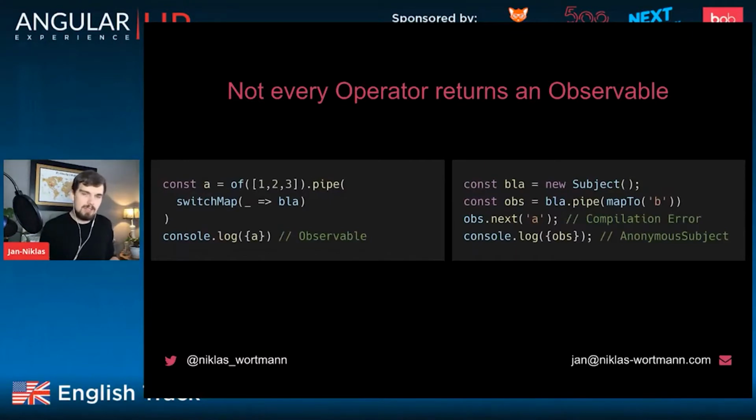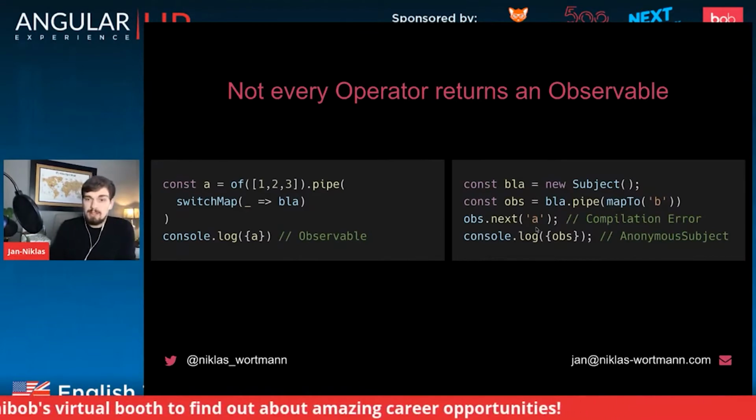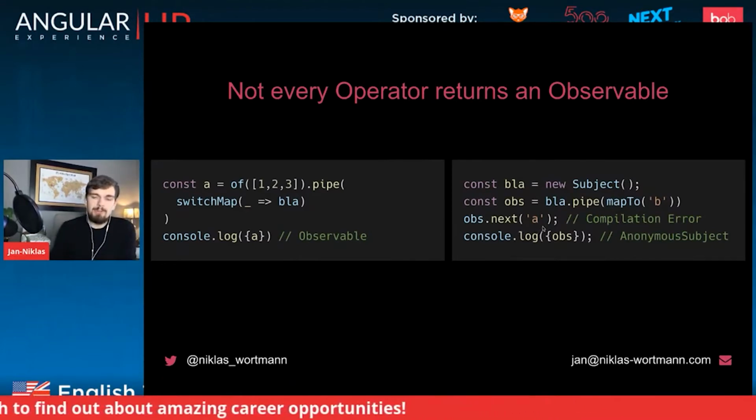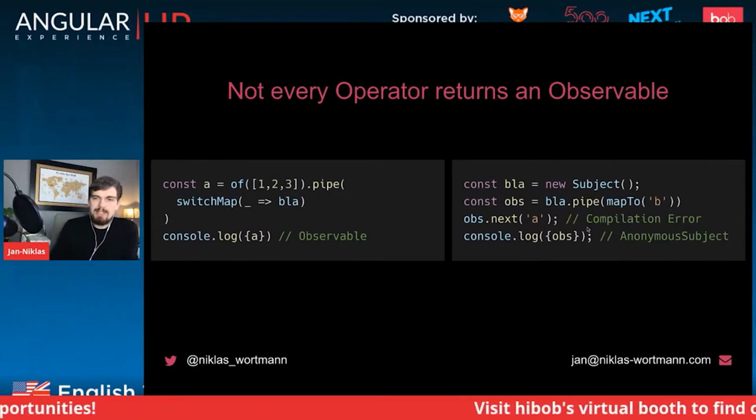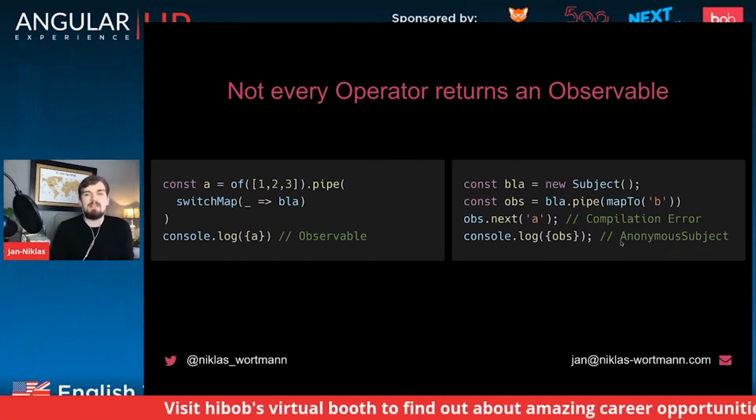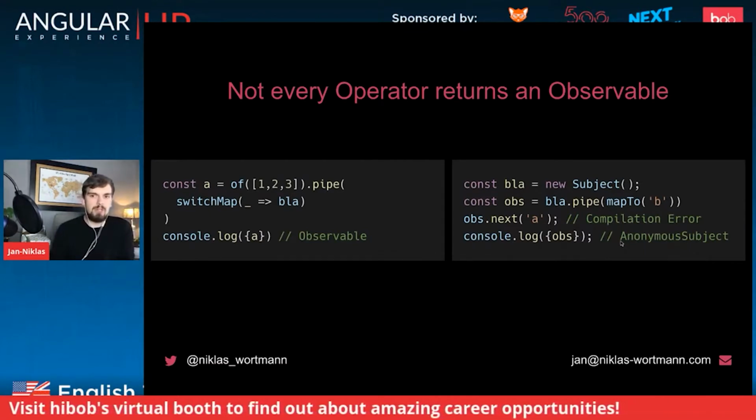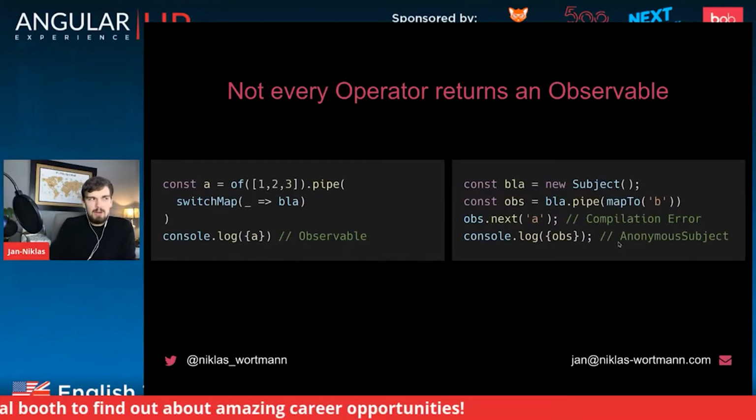In theory, this sounds good. In daily life, this is a little bit more complex. So if we take a look at those at runtime, particularly on the right side, we see that at runtime our value here, even though we applied an operator, is an anonymous subject, but our compiler will tell us that it's an observable. How can that be?